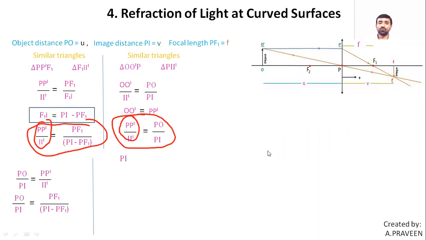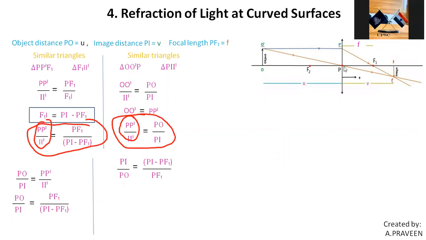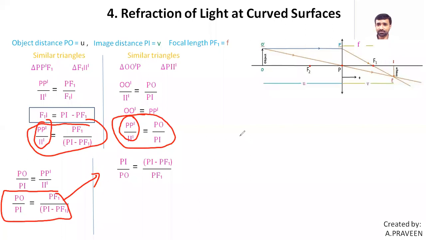If you write the reciprocal, what can we write? PI by PO equal to PI minus PF1 by PF1. Is it clear, this step? Then we'll go for the next step, if it is clear. Reciprocal written for this relation is like this. So any confusion? Any confusion? No confusion. Okay. Then go for the next step here.